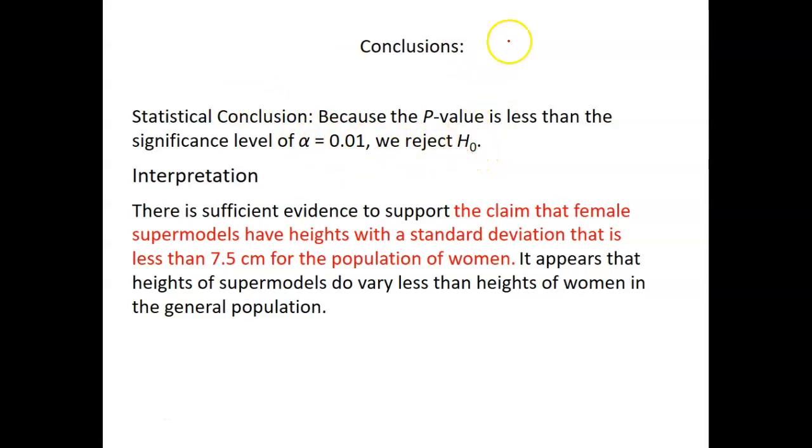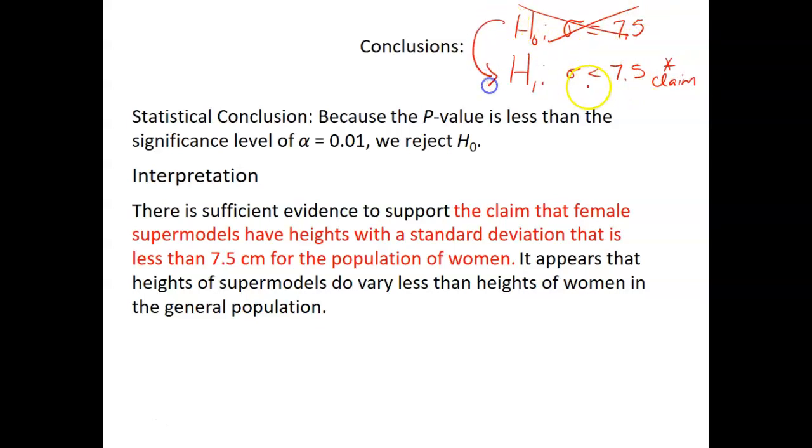And if we look, we had sigma equals 7.5, and we had sigma is less than 7.5. So this was our claim here. We had identified that to be the claim. So our claim is that female supermodels have heights with a standard deviation that's less than 7.5. Okay, and we said that we're going to reject our null hypothesis. So we're rejecting the null hypothesis in support of this new claim that we have here.